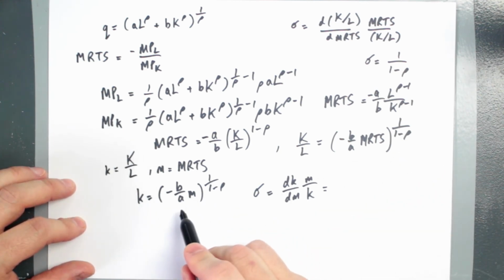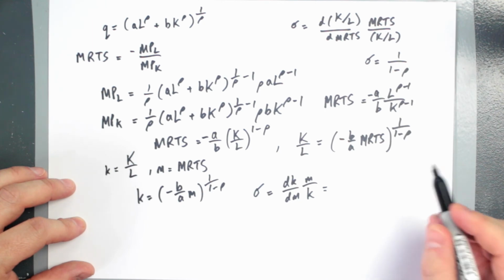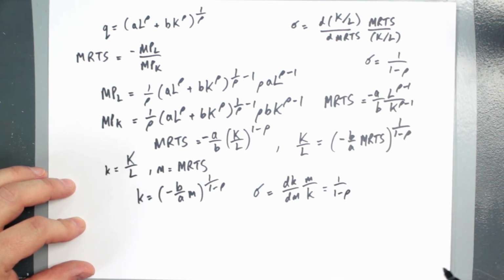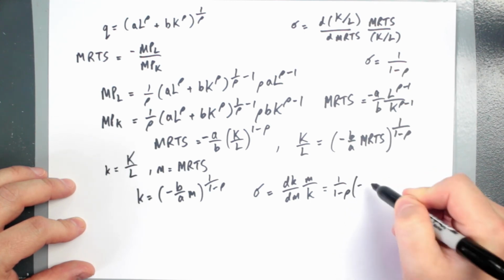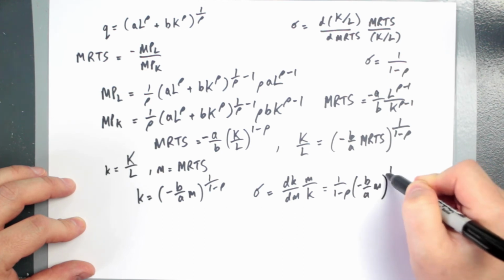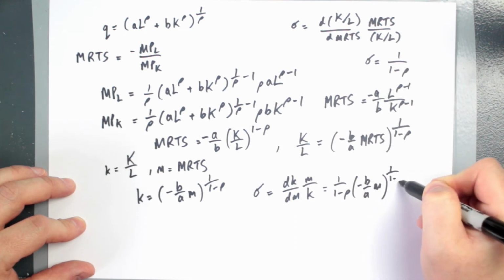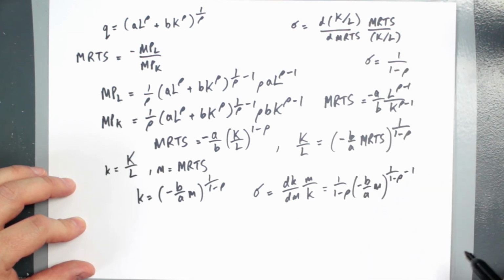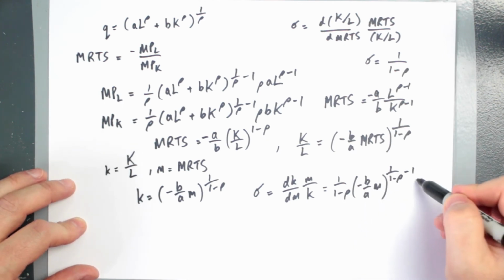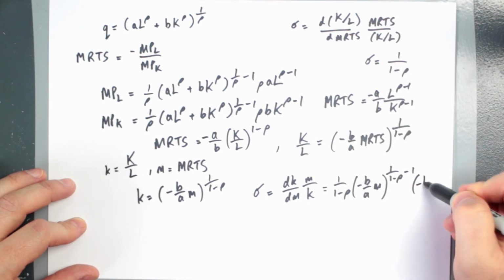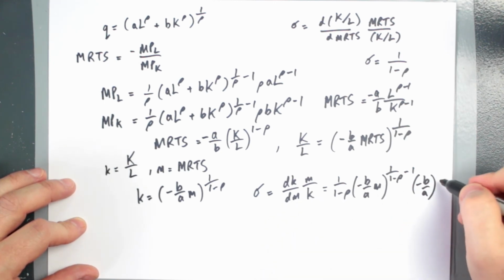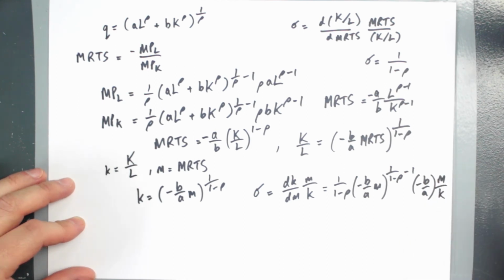So we'll differentiate the outside of the bracket followed by the inside. So we would get 1 over 1 minus rho, multiplied by minus b over a times m, to the power 1 over 1 minus rho, minus 1. Then we differentiate the inside of the bracket with respect to m, which would be minus b over a. And then multiply by m and divide by k.